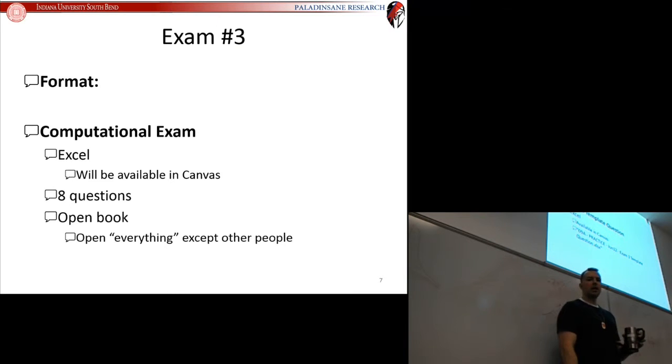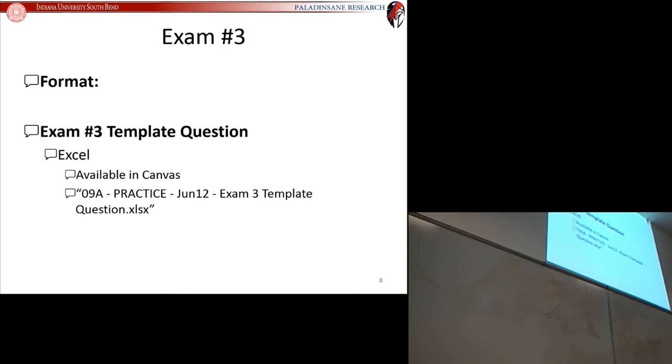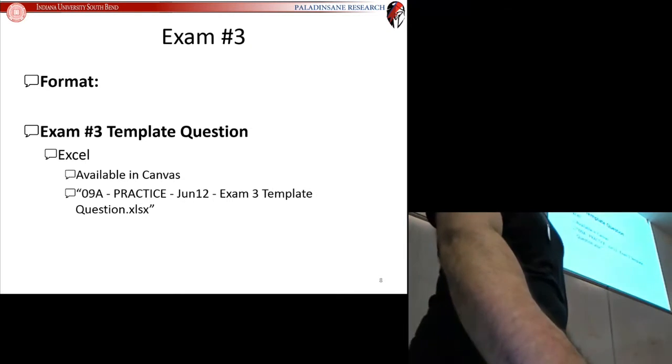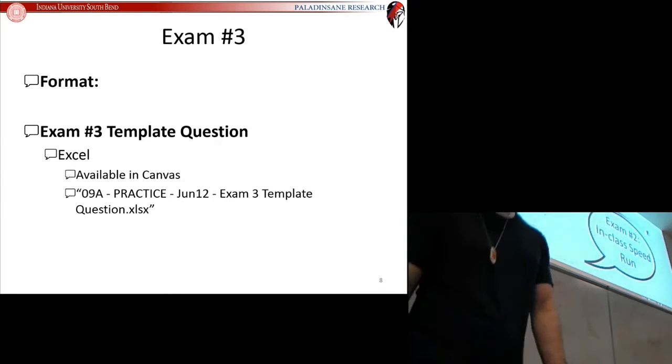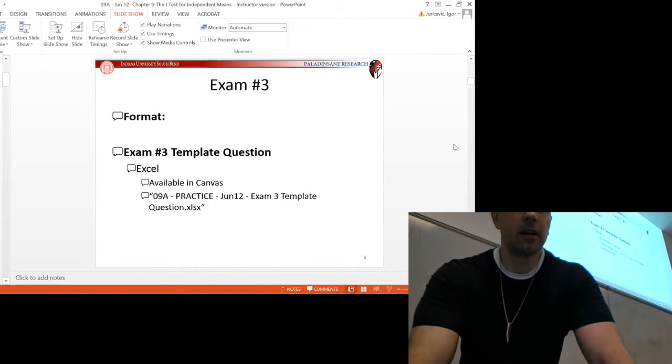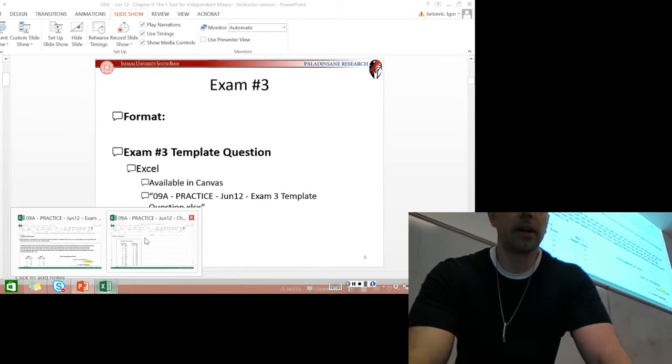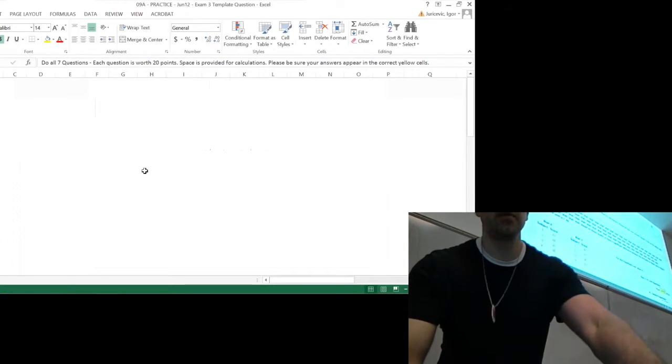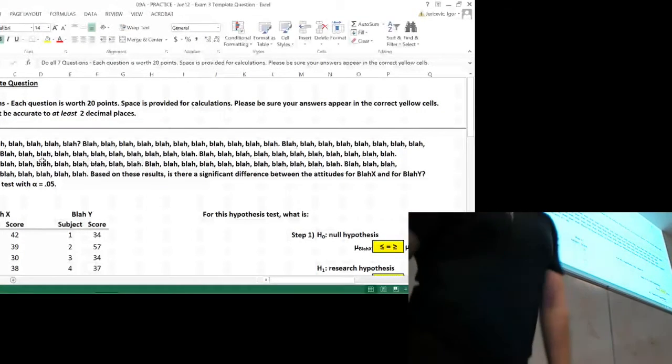To help you gauge what you're going to be doing, I put a template for the exam 3 questions in Canvas, and I'll just show you that right now. All right, so for exam number 3, this is what your questions are going to look like.